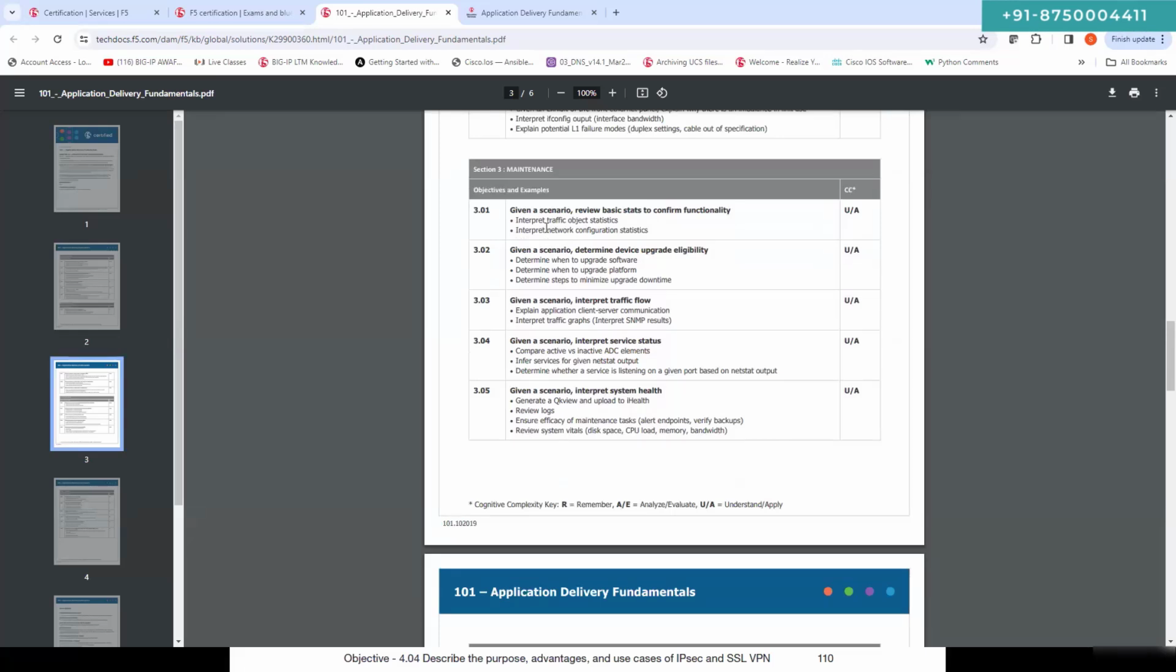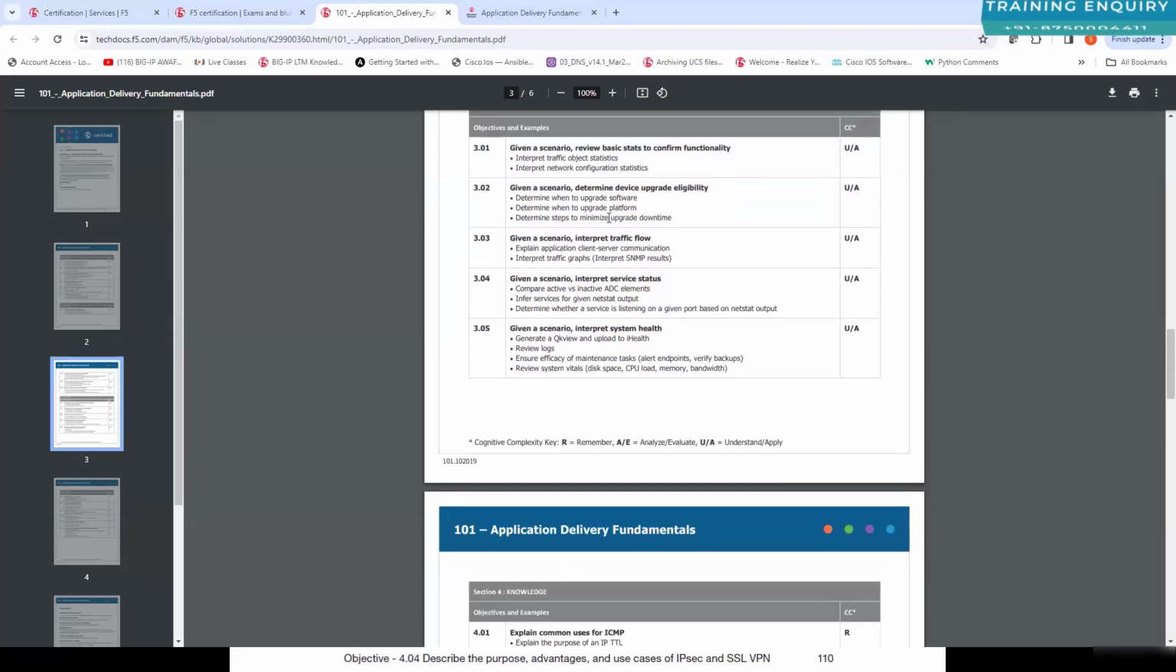Then obviously you have got maintenance, and in maintenance you have traffic object statistics. For example, if you have created a pool or pool member, or maybe a virtual server, how can you get the statistics of that configured object on your BIG-IP, right? And then how to upgrade a device, like how to upgrade software, and when to upgrade a platform itself. Ideally you would be upgrading software, but sometimes you may have to upgrade the platform itself.